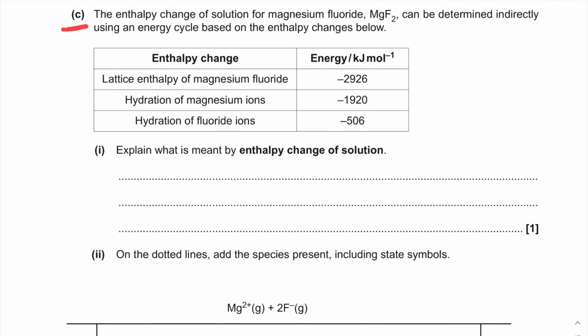Question 16c. The enthalpy change of solution for magnesium fluoride, MgF2, can be determined indirectly by using an energy cycle based on the enthalpy changes below. The lattice enthalpy of magnesium fluoride is minus 2926 kilojoules per mole. The hydration of magnesium ions is minus 1920 kilojoules per mole, and the hydration of fluoride ions is minus 506 kilojoules per mole.